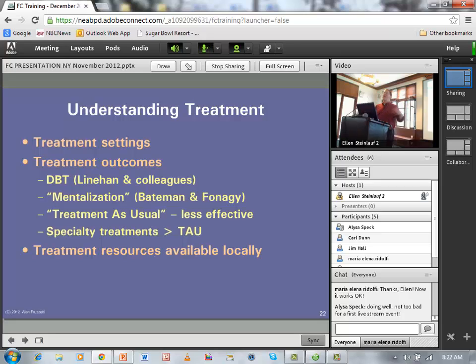So DBT, now DBT is 15 years ahead of mentalization in terms of research. How long people have been doing research on? Well, 10 years ahead. So, I mean, who knows?